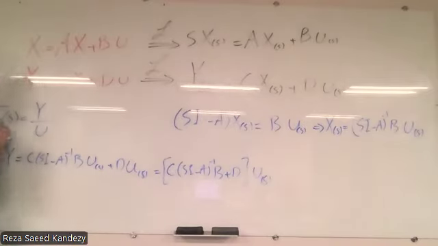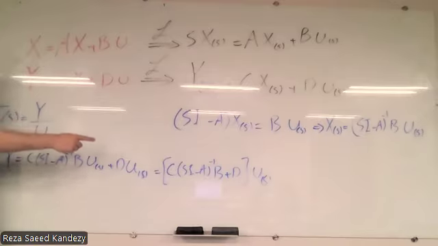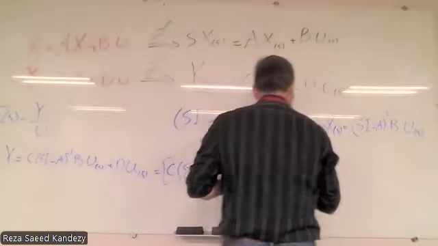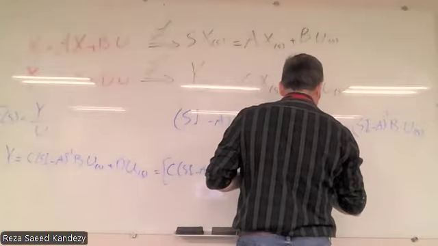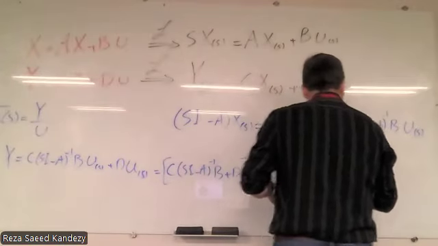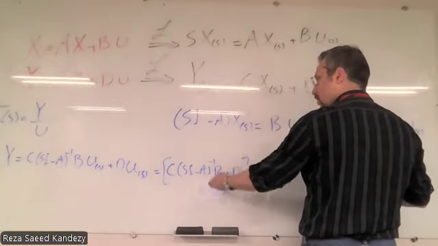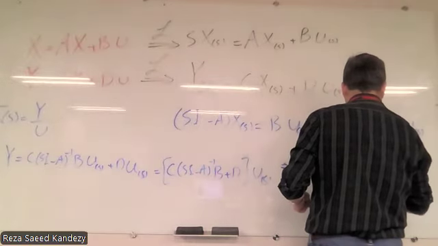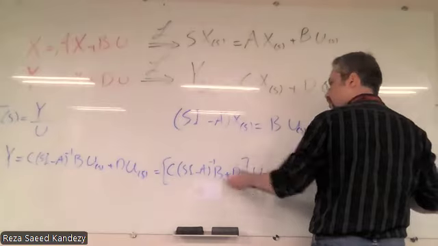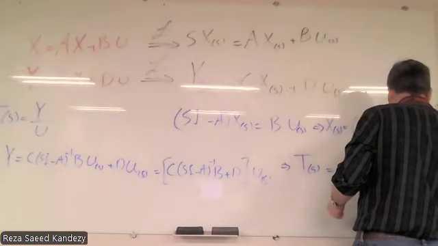So our transfer function was output divided by input. That means our transfer function is going to be C times sI minus A inverse times B plus D.